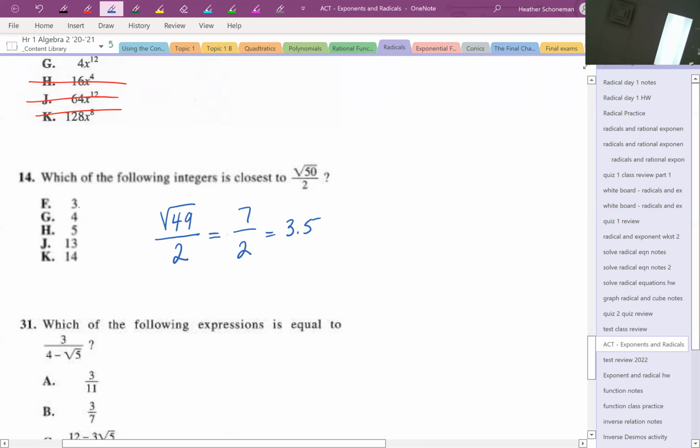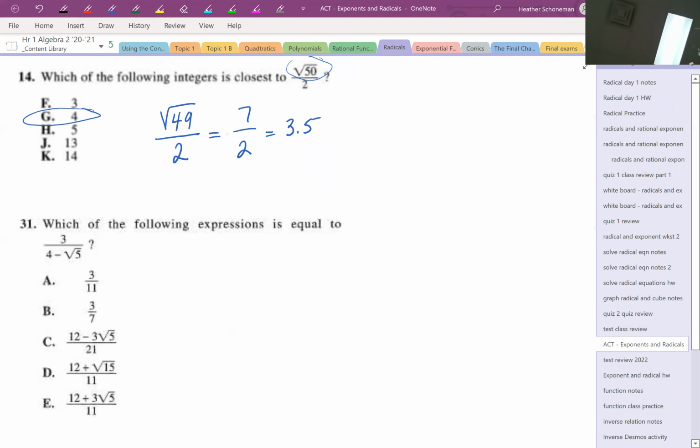Well, 3.5 is exactly in between 3 and 4. So now we need to figure out a little bit more. Well, 50 is just a little bit more than 49. So that means the answer is going to have to be a little bit more than 7. So this one's got to be a little bit more than 3.5. So it's really going to be closer to 4.